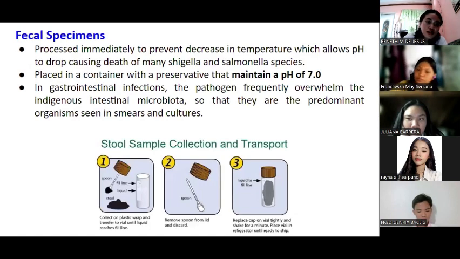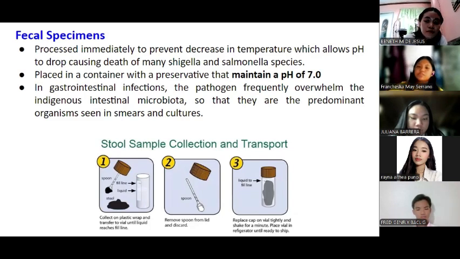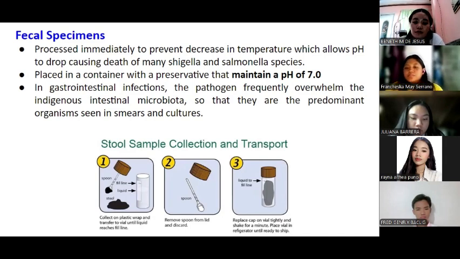So, fecal specimens are processed immediately to prevent a decrease in temperature, which allows pH to drop, causing death of many Shigella and Salmonella species. So, sa fecal specimens naman, kaya ito kinukuha para malaman kung may problema ba siya sa stomach, sa intestines, sa rectum, or other parts na gastrointestinal system.